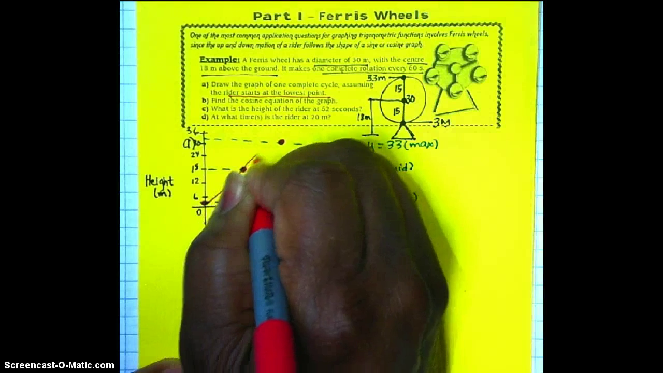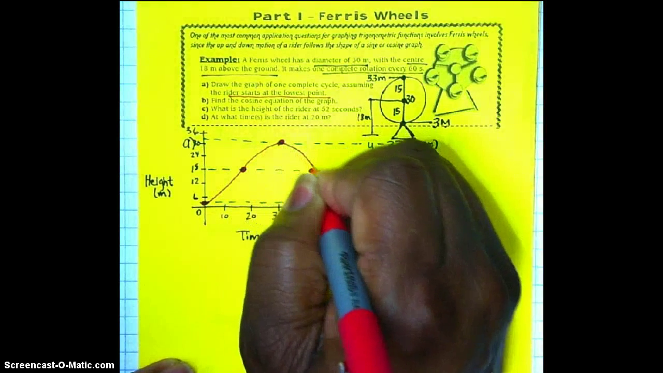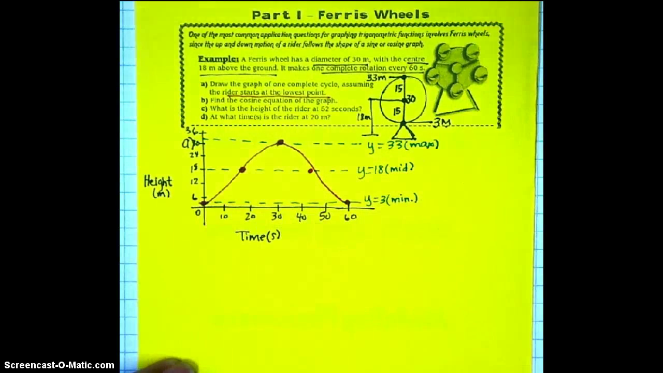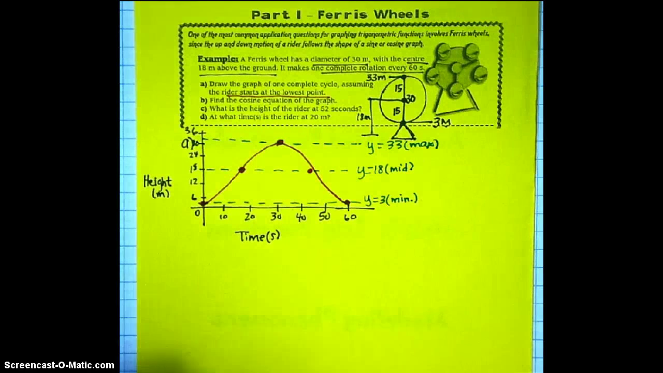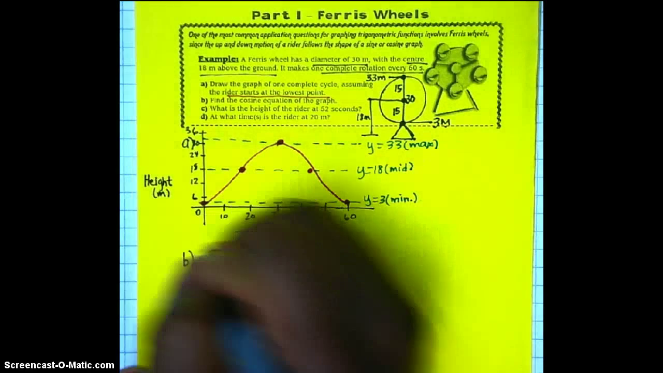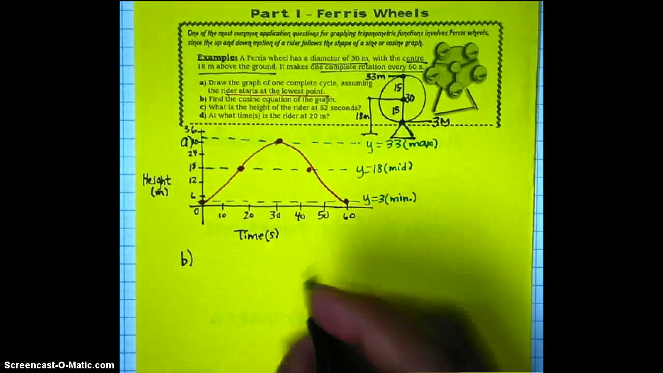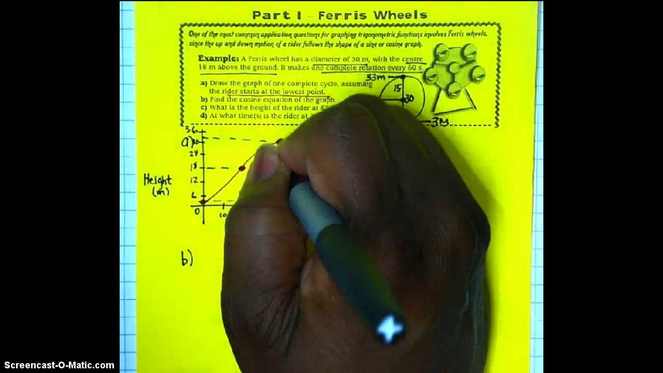So this is a reflected or inverted cosine curve. This time we can stop at the dots because we're not trying to show anything past 0 or 60. So that's part A. Now in part B, we're asked to find a cosine equation for this curve. And we're going to use some information we've already said. For example, we know that the amplitude is 15.